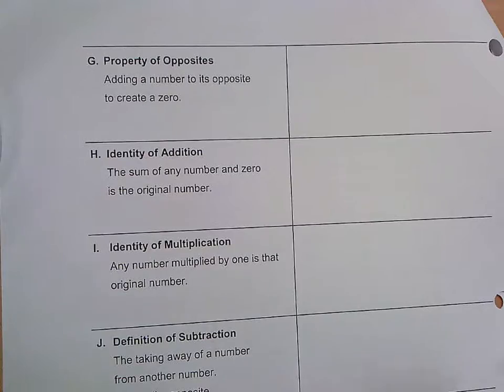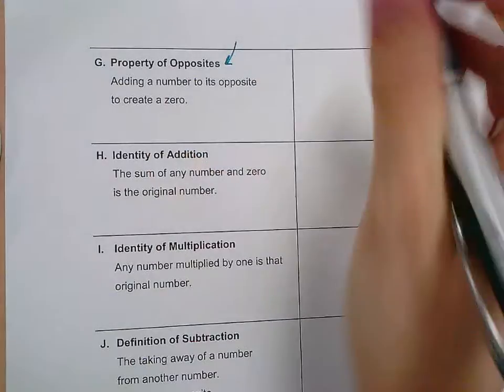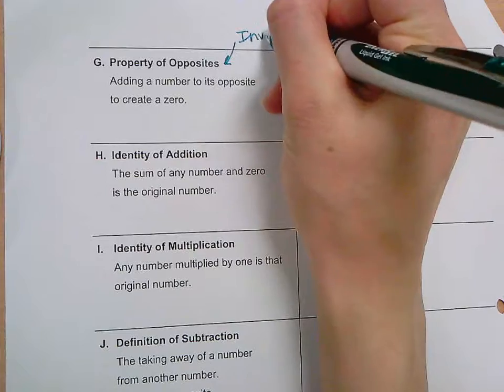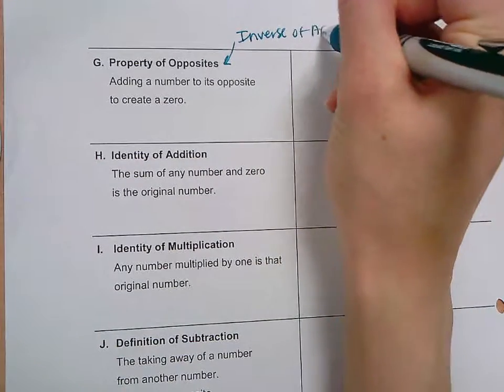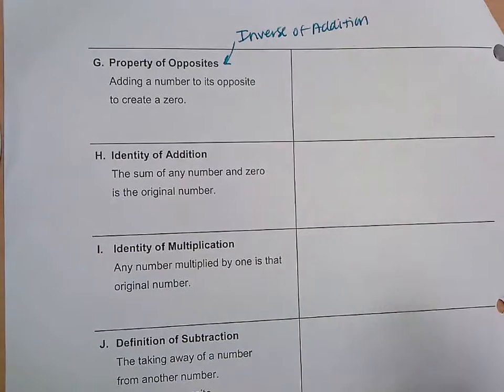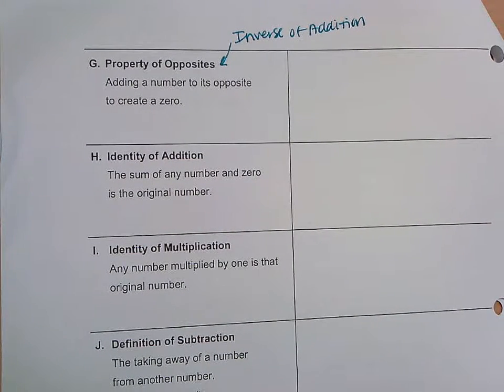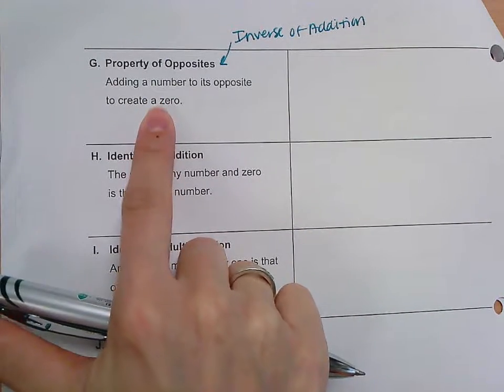Then we get into property of opposites. You can write property of opposites, but this is also the inverse of addition. Could somebody give me two numbers that would be considered opposites? Like, what does opposites mean? -1 and 1. So two numbers, one's positive, one's negative, but they would add together to be 0. They cancel each other out. So adding a number to its opposite to create a 0.